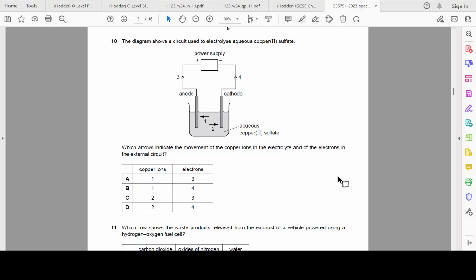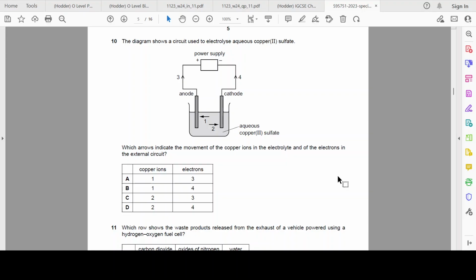see what's happening at the cathode. The positive ions are moving towards the cathode, and they're gaining electrons. The negative ions will move towards the anode and they'll give up their electrons. And so the anode will take those electrons and those electrons will move towards the positive terminal of the power supply. And so that gives you C.